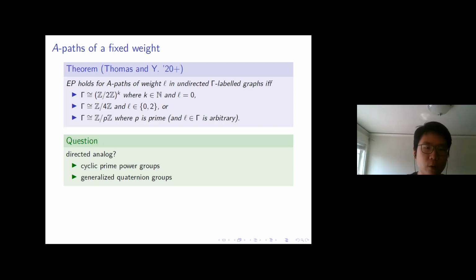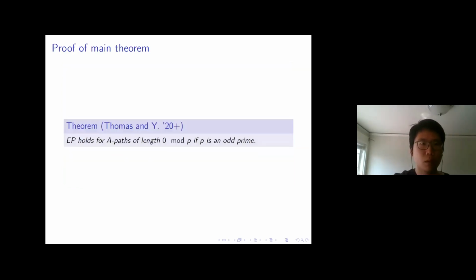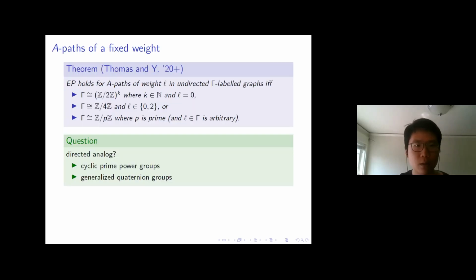So if you can decide just for these two kinds of groups whether or not the Erdős–Pósa property holds, then we would also have a characterization. Okay, and mainly I'm just interested in whether generalized quaternion groups have any kind of meaningful role in the Erdős–Pósa property. I'm not sure if that's the case, but I don't know the answer. Okay, so for the rest of the talk, I'll prove this main theorem that the Erdős–Pósa property holds for A-paths of length 0 mod p if p is an odd prime. So maybe I'll take a second here and ask if there are any questions.